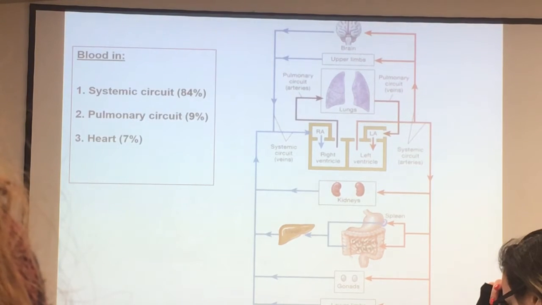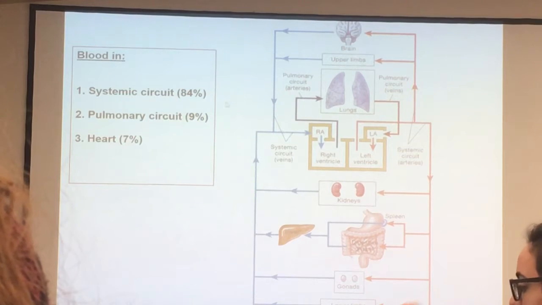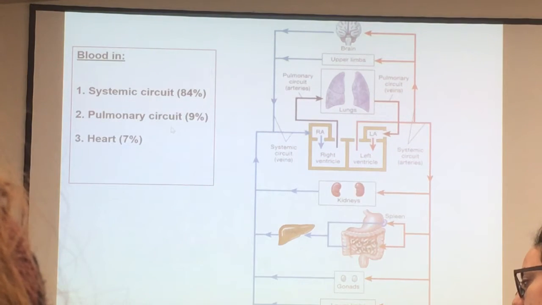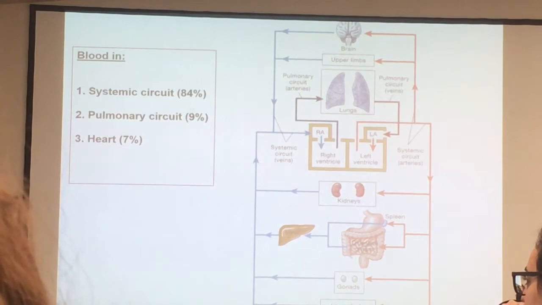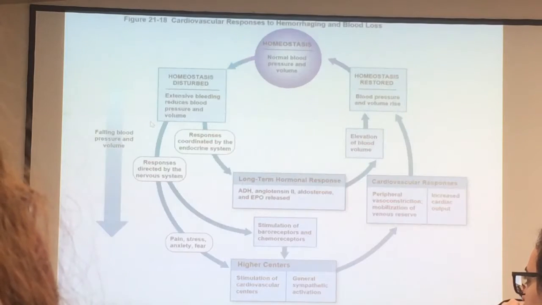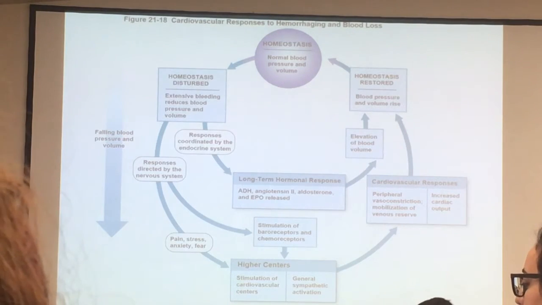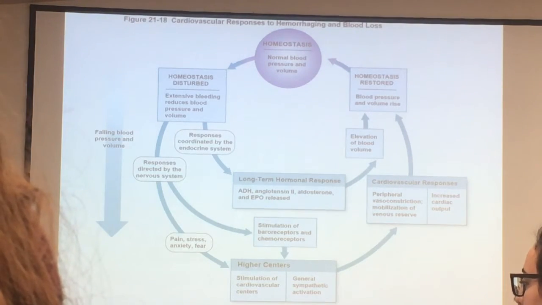Now to summarize for the blood in systemic circulation, the blood in the major artery system accounts for our body 84%. In the lung, 9%. Heart is about 7%. Okay, something like that. So you have an idea, systemic and the lung pulmonary is not 50-50. Okay. Don't worry about this thing.